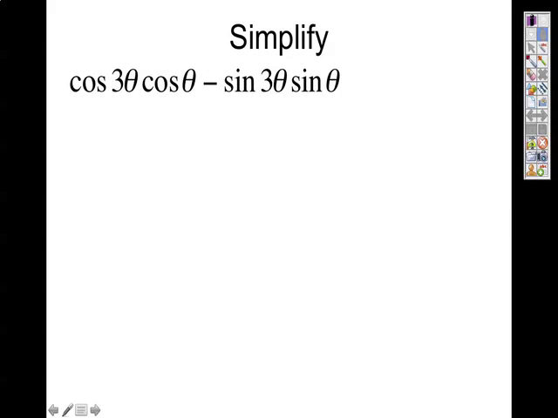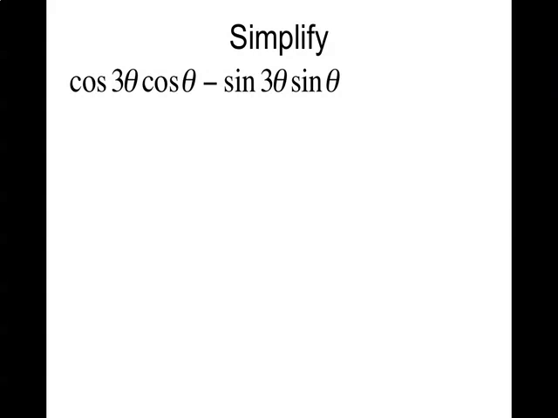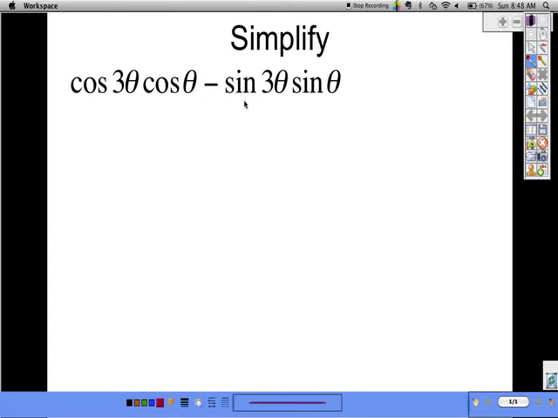We want to use those identities to simplify this expression. And what we can notice is that this is of the form of the sum angle identity for cosine. Cosine, cosine minus sine, sine. That's cosine of something plus something. Those somethings are 3 theta and theta. So that original expression is just another way of writing cosine 4 theta.